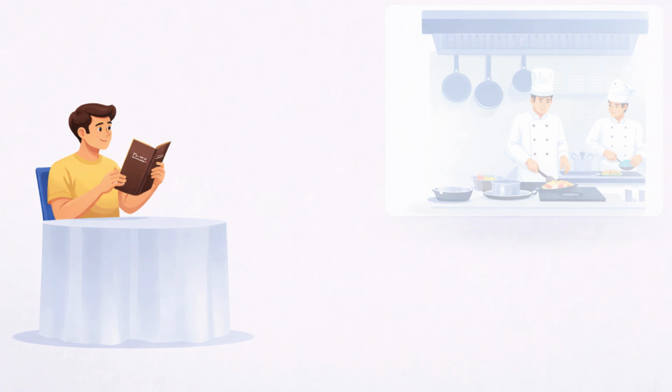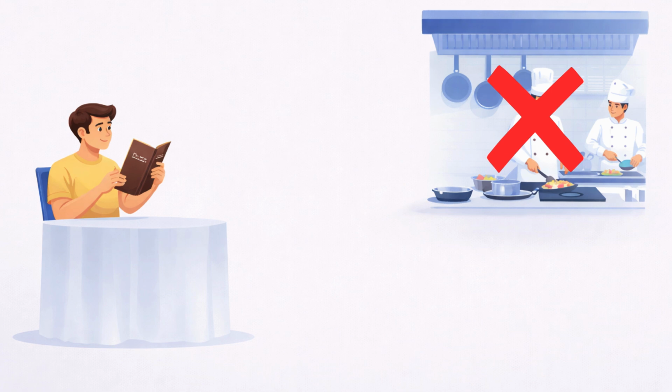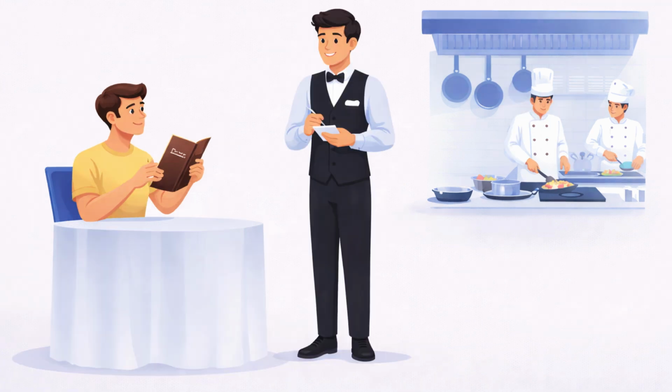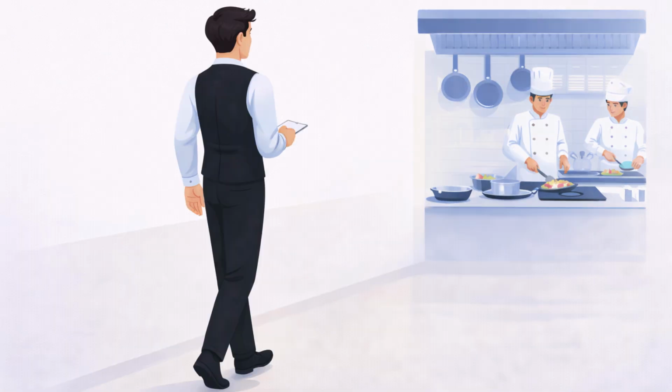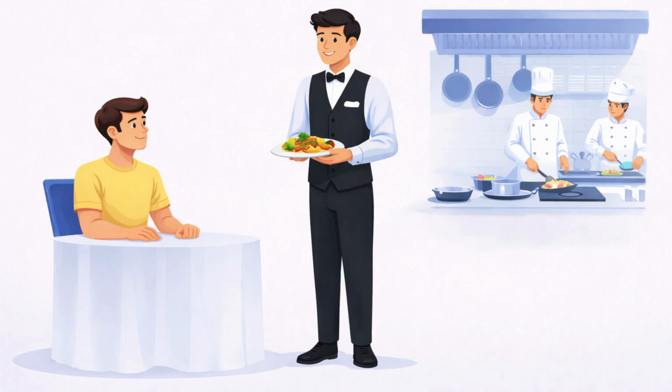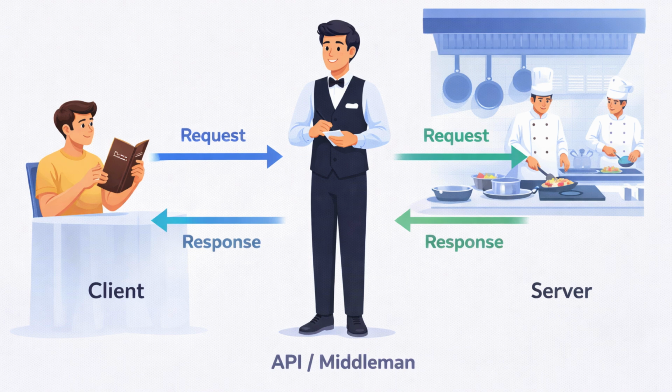Let's understand APIs using a restaurant analogy. When you walk into a restaurant, you don't go straight into the kitchen to order food. Instead, you ask the waiter for the menu, check what's available, and tell the waiter what you want. The waiter then goes to the kitchen and brings back your food. You don't need to know how the food is cooked, what ingredients are used, or how the kitchen works internally. You just order and trust the waiter. Here, the waiter acts as an API between you, the customer, and the kitchen, the server.